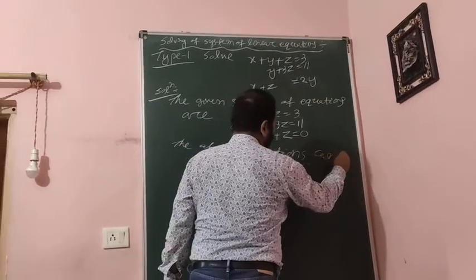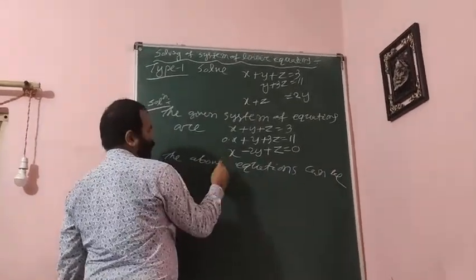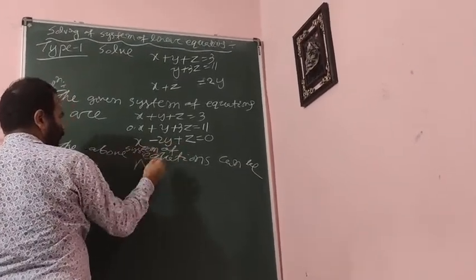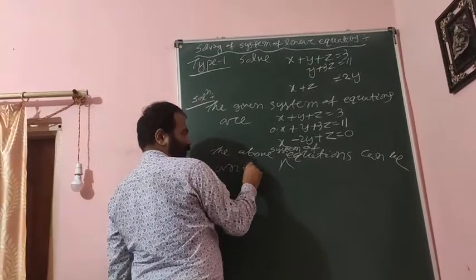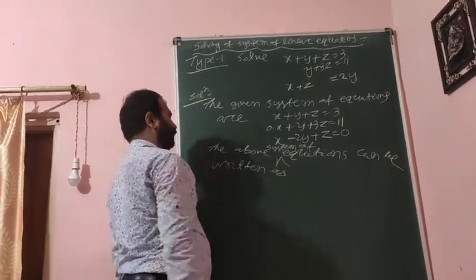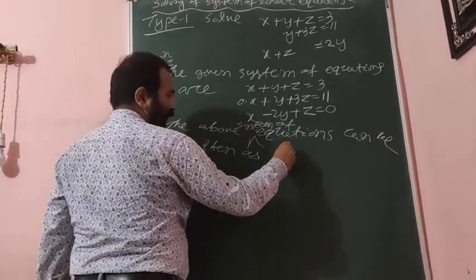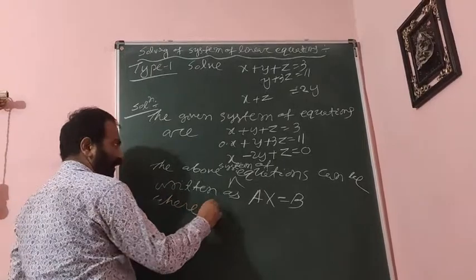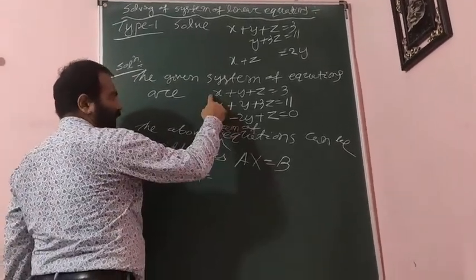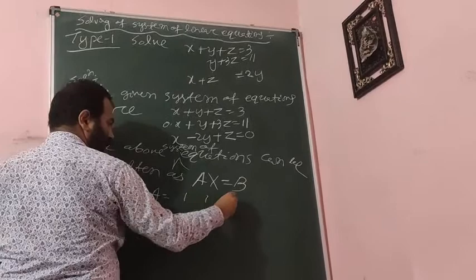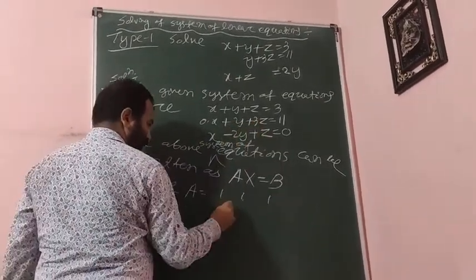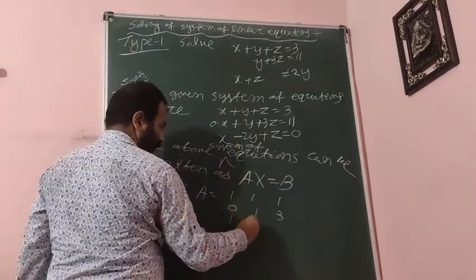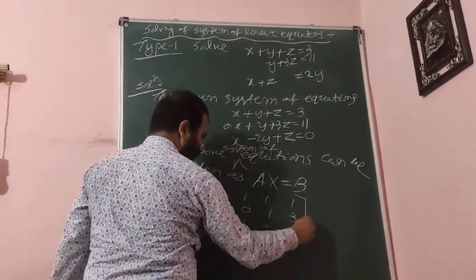The above system of equations can be written as AX equal to B. Where capital A equal to, you write the coefficients here: 1, 1, 1. Here 0, 1, 3. Only the coefficients you write. Here 1, minus 2, 1.